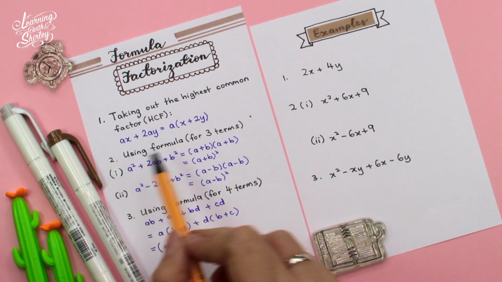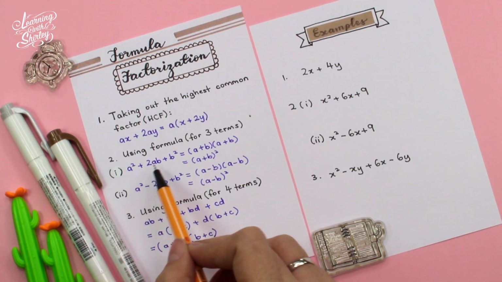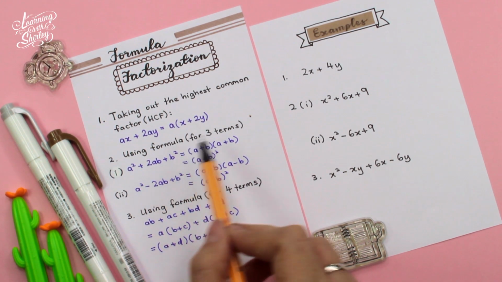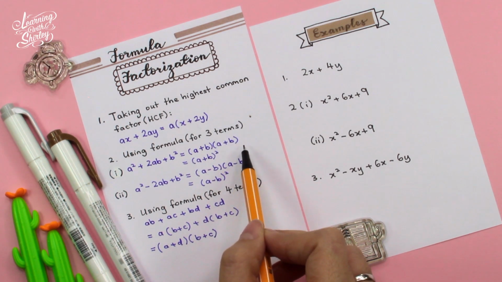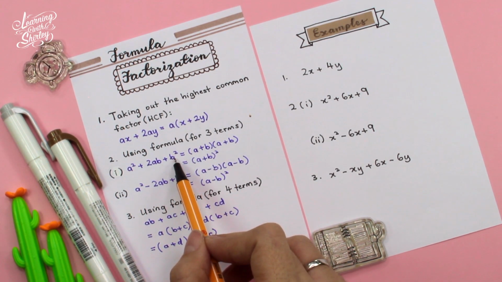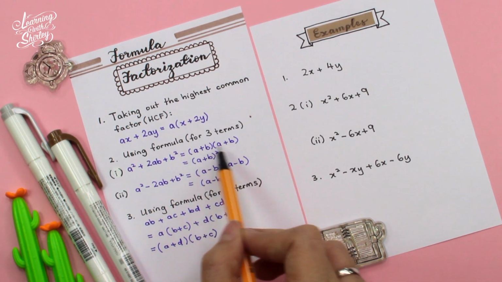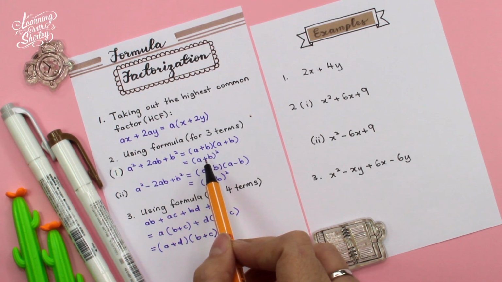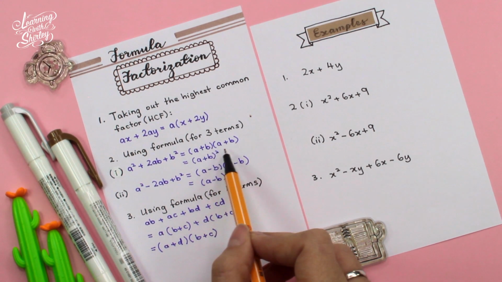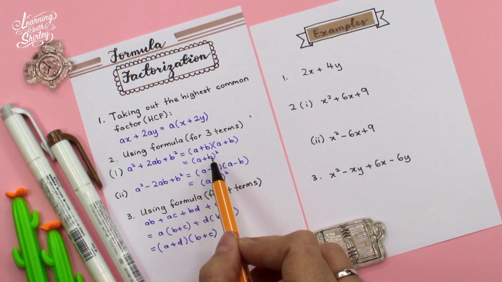For method number 2, we use the formula for 3 terms. For example, a squared plus 2ab plus b squared. Okay, so we put 2 brackets. So a squared is a times a. And then we look at the third term, b squared is b times b. And then since the 2 brackets are the same, we can simplify to become a plus b whole thing squared. To double confirm, we just need to expand this again, and then we get the answer.